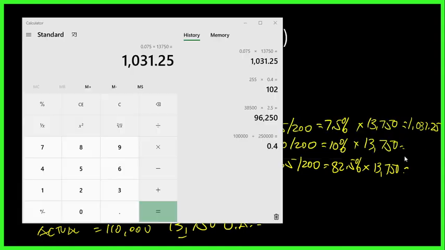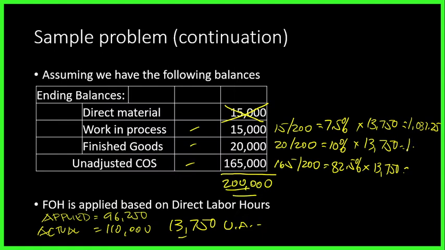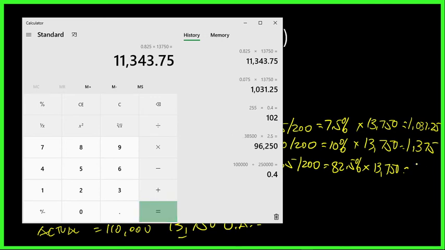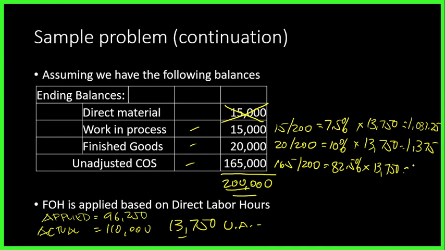1,031.25. Okay? Again, what about 10%? This will now be 1,375. And one more, you have 82.5%, so 0.825 times 13,750. And you will now have up to 11,000.